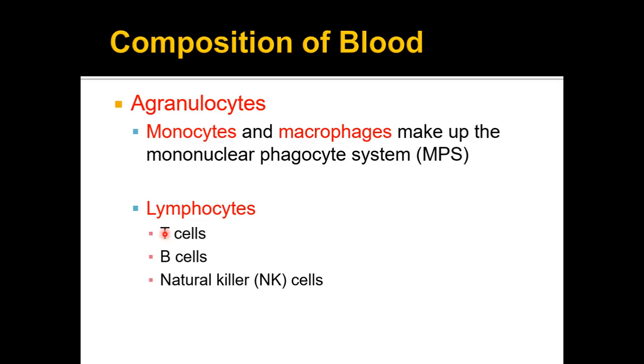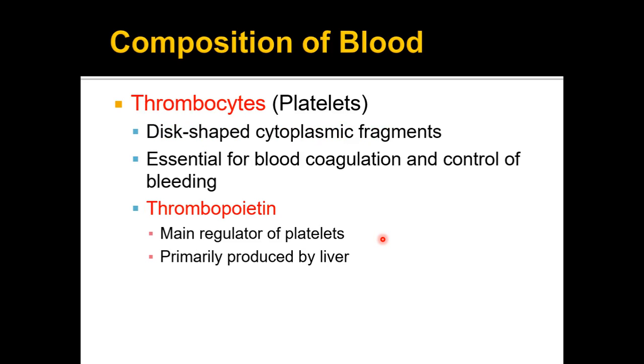And then finally, lymphocytes. Remember, the lymphocytes are the T cells, the B cells, and the natural killer cells. Lymphocytes are still considered agranulocytes. And then lastly, thrombocytes, which are the platelets. And remember, these are not cells themselves. These are cytoplasmic fragments from a much larger cell. And platelets' main role is to participate in the blood clotting cascade of events, which controls bleeding and prevents loss of an excessive amount of blood.